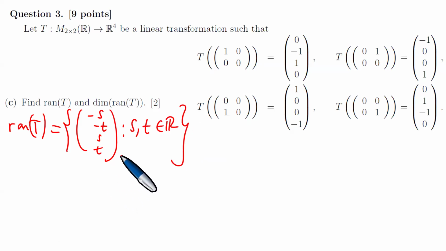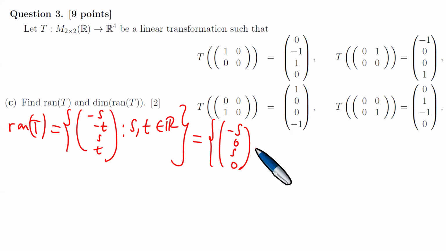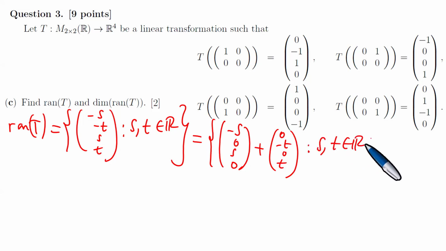And then now, if this is the case, what is this? So now you have that we can separate the letters. So we can have minus S, 0, S, 0, and 0, minus T, 0, T, like this, where the S and the T are real numbers.